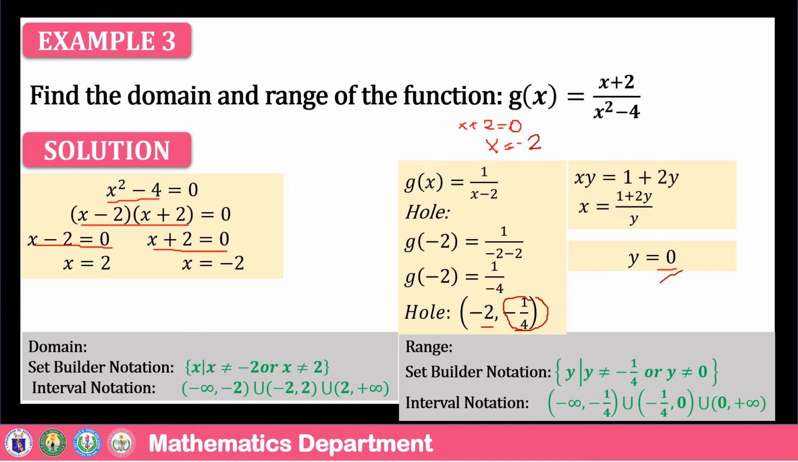Now, since dalawa uli yung nakuha nating values ng y dito, so expected yun na meron tayong tatlong intervals na makikita. So that's from negative infinity to negative 1/4 yung ating first na interval, union negative 1/4 to 0, union 0 to positive infinity. So dito sa ating third na example, makikita natin na yung ating domain and range ay magkaiba na sila ng values.